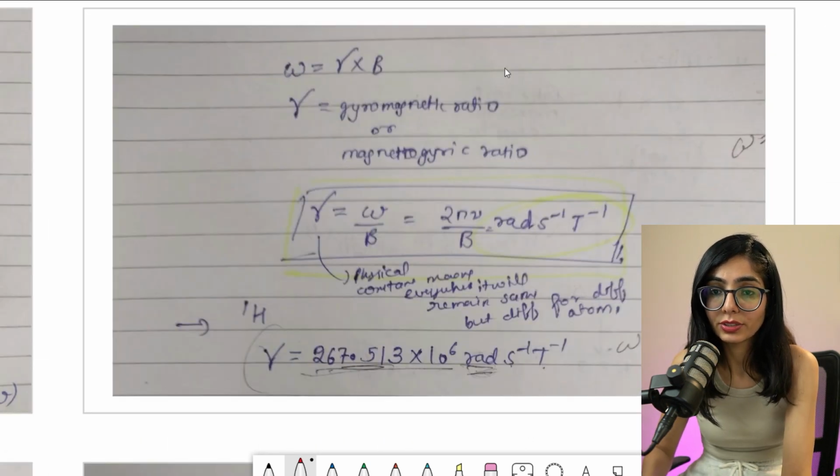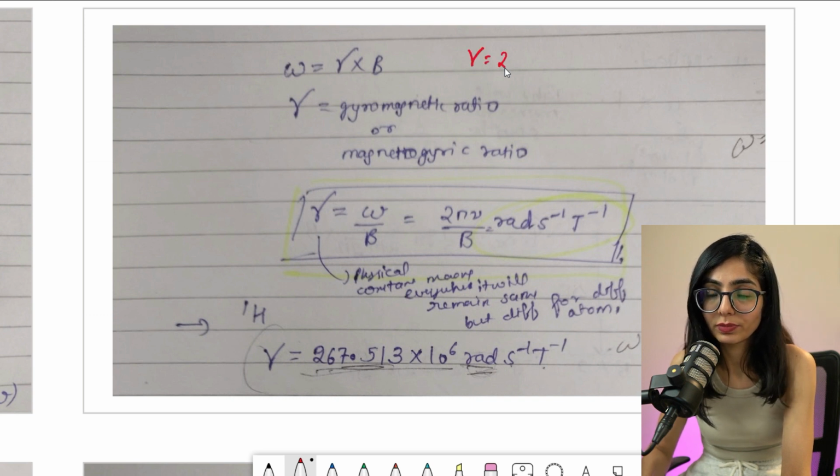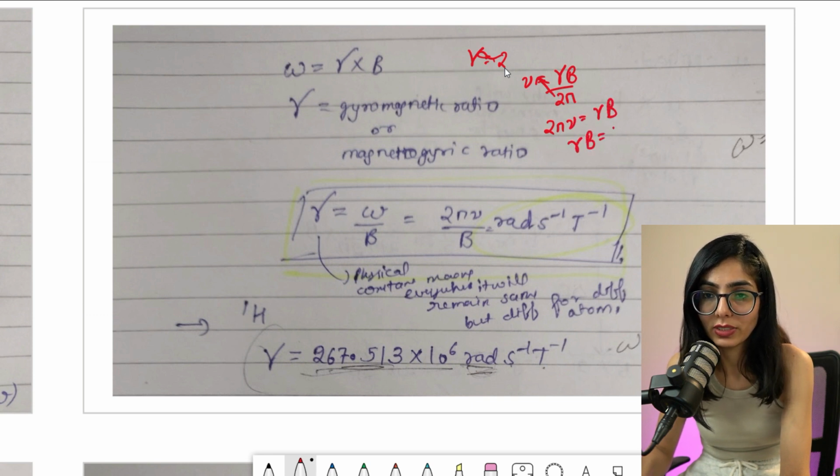So guys, I told you in the last slide that nu is equal to gamma B by 2 pi. But if you multiply it, it becomes 2 pi nu is equal to gamma B. So gamma B is equal to the precessional frequency, guys, it is called the precessional frequency. So this gamma has another formula, that omega by B is equal to 2 pi nu by B.